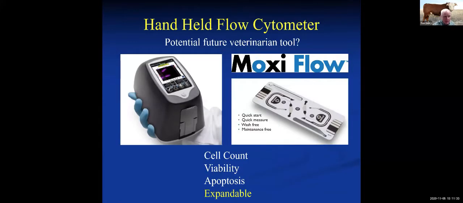There's even some handheld flow cytometers that might potentially be a future veterinarian tool if we can identify which of these measures are more valuable than others. The current handheld flow cytometers are about $10,000 or $12,000, and they already can do cell counts and viability and things like apoptosis. They are expandable. You just need to program them to measure other things.